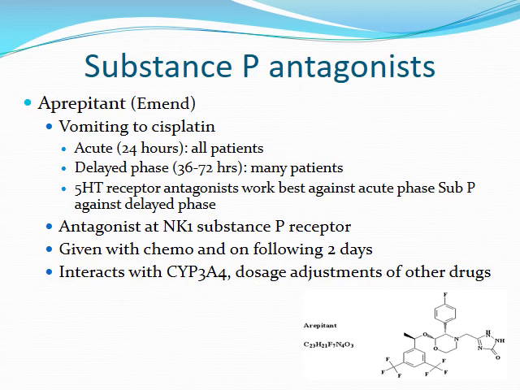Biggest drug interaction to look out for here is that it is metabolized by CYP3A4, so you would have to adjust the doses of your other drugs if they are also metabolized by CYP3A4 and will be inhibited by that.